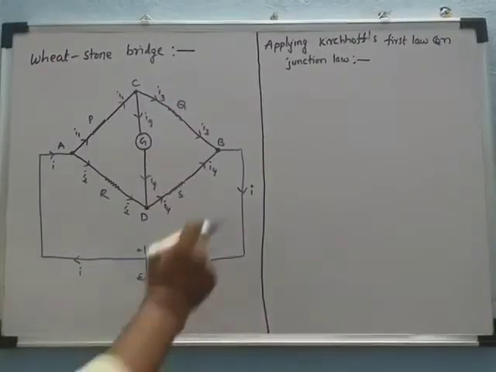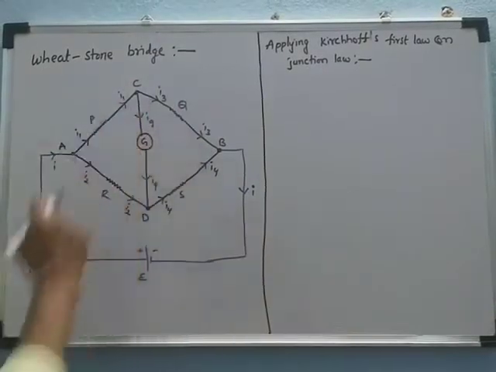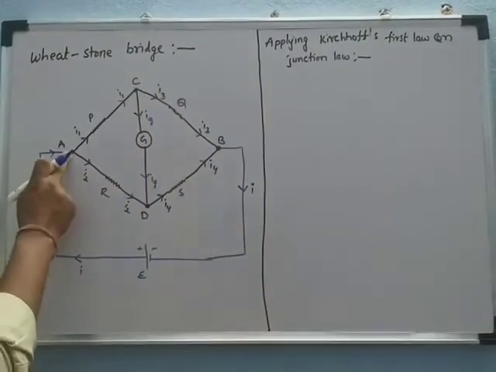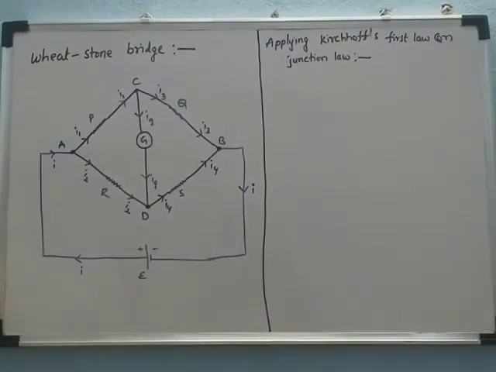See here, applying Kirchhoff's first law, or junction law. Here, how many junctions are there? Four junctions: A, B, C, D. Now first we can apply it at junction A.